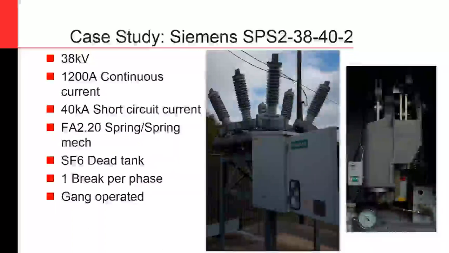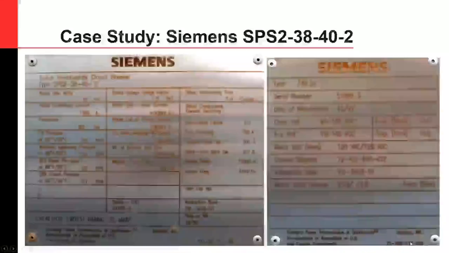So now what I want to do is look at a case study I did on a 38 kV Siemens STS2 circuit breaker. I'm sure a lot of you are familiar with this out there and have seen it. This one in particular, 1200 amps continuous current, 40K fault current. It's got your FA2 spring mechanism. It's an SS6 dead tank circuit breaker, 1 break per phase, gang operated. And just a picture here of the breaker itself, the control cabinet, and then on the right you'll see the mechanism.